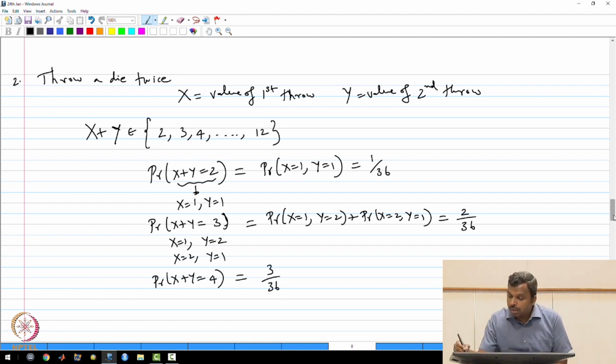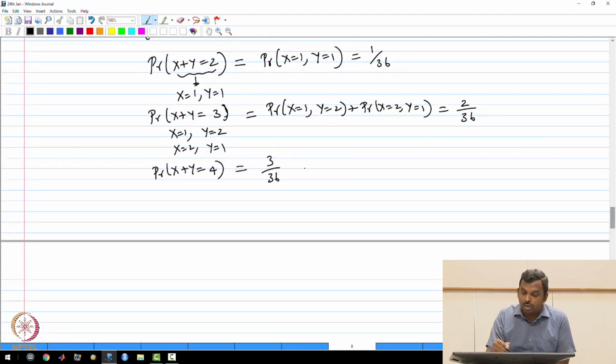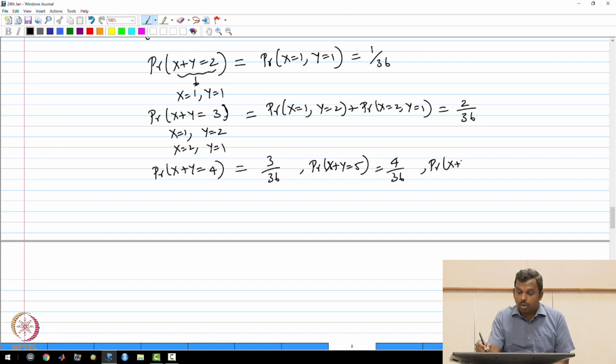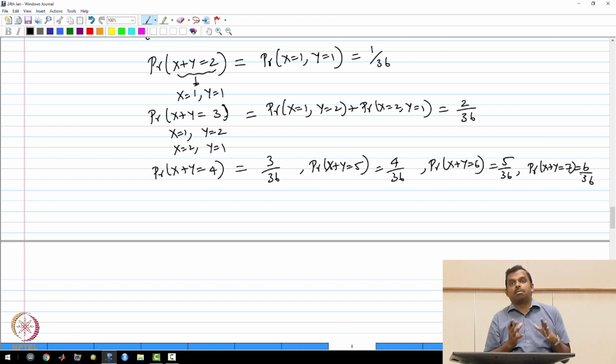So on you have to go, but you have to be slightly careful. This will go for the probability that X plus Y is 5 also. So how many possibilities would we have? 1, 4; 2, 3; 3, 2; 4, 1. So that's 4 possibilities. Likewise 6 is also okay, 5 by 36. 7 is also okay, 6 by 36, right? Up to 7, you'll have the maximum possibilities.